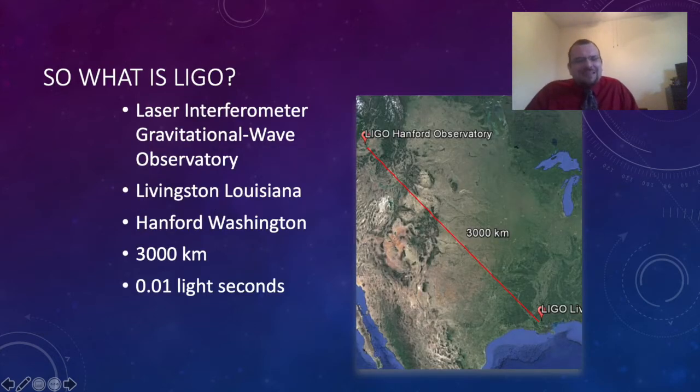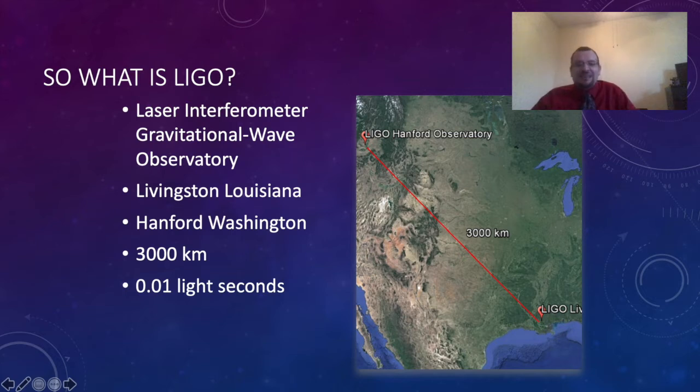So, what is LIGO? LIGO is something that measures this compressing of space. It stands for Laser Interferometer Gravitational Wave Observatory. There are two different spots where they've got this set up: one in Livingston, Louisiana, and another in Hanford, Washington. These are 3,000 kilometers apart, or 0.01 light seconds.